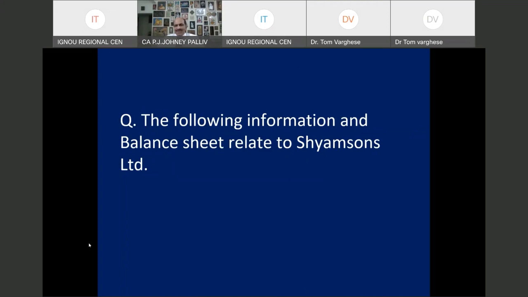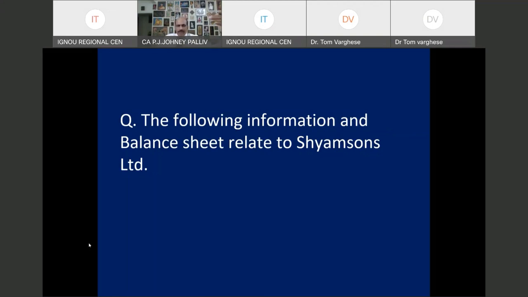The difference between fund flow statement and cash flow statement is that in the case of fund flow statement, we are considering the sources and uses of funds. Whereas in the case of cash flow statement, we are preparing a summary of receipts and payments account showing opening balance of cash, closing balance of cash or bank, and receipts during the year, capital receipts and revenue receipts, and payments during the year, capital expenditure and revenue expenditure, and balance what is available.